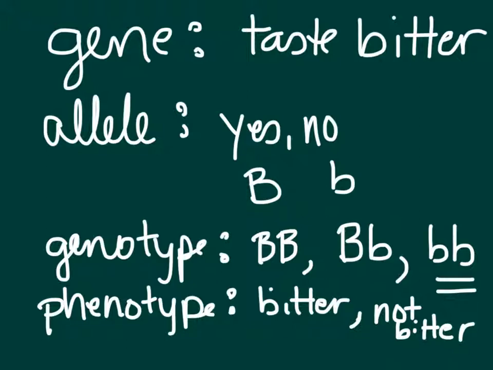The genotype lowercase b, lowercase b corresponds to the phenotype, you cannot taste bitter. You don't produce the necessary compound in your taste buds to be able to perceive bitterness. If you have a capital B in your genotype at all, so either you're capital B, capital B, or capital B, lowercase b, you can taste bitter things. So the phenotype that corresponds to these two is the ability to taste bitter things.